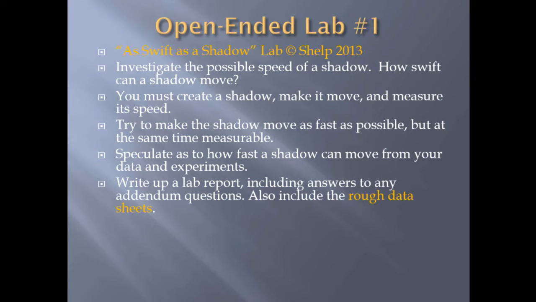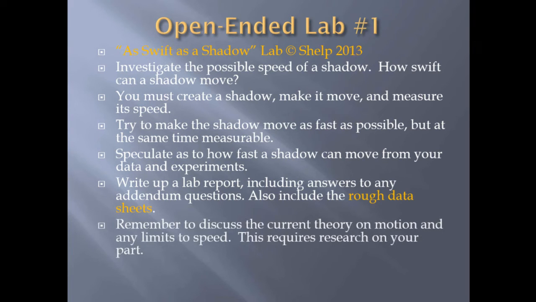This is when you first write down what you're measuring. You might have a lab notebook where you write this in. You have pictures, you have information about your setup, and later on you take that and use it to make a nice professional report. I'm going to give you some experimental sheets that you can fill out at this point, but later on you are going to have to write an official lab report. So you also want to remember to discuss any current theory on motion, any current theory on limits to speed, or anything about shadows. You'll have to do a little bit of research for this.